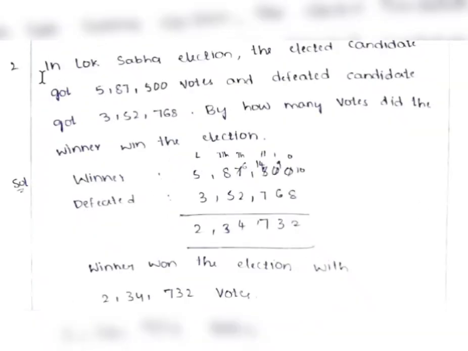The next question is: in Lok Sabha election the elected candidate got 5 lakhs 87,500 votes and the defeated candidate got 3 lakhs 52,768. By how many votes did the winner win the election? Here the elected candidate won 5,87,500 and the defeated candidate, that means who lost the election, got 3,52,768. Here they are asking by how many votes, what is the difference between these two numbers.